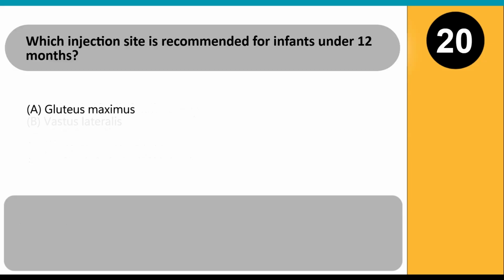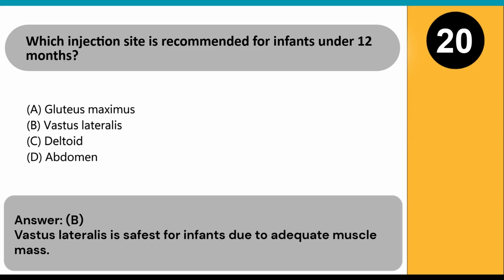Which injection site is recommended for infants under 12 months? A. Gluteus maximus, B. Vastus lateralis, C. Deltoid, D. Abdomen. Answer: B. Vastus lateralis is safest for infants due to adequate muscle mass.